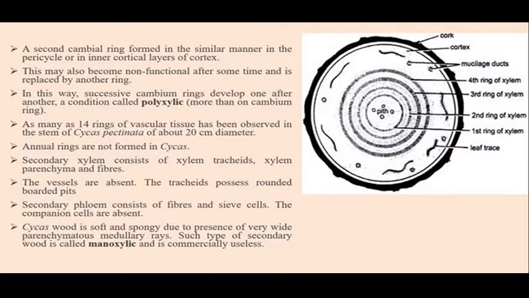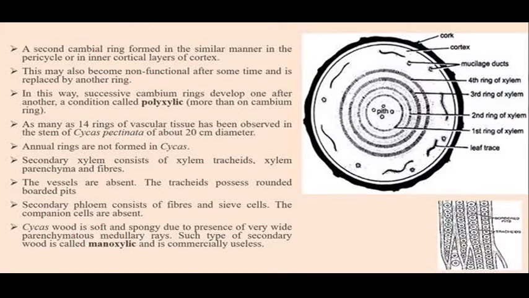Annual rings are not formed in case of cycas. In case of dicots, we observe the annual ring, that is the formation of autumn and spring wood, but in the case of cycas, no annual rings are formed. Secondary xylem in cycas consists of xylem tracheids, xylem parenchyma and fibers. Vessels are absent, and the tracheids possess rounded bordered pits. So here you can see these are the bordered pits which are present in the tracheids, and they are formed by the deposition in the secondary wall.